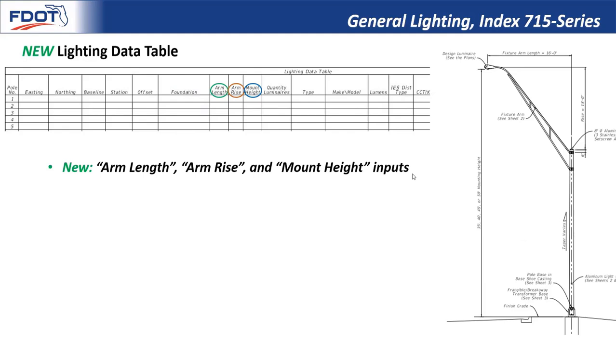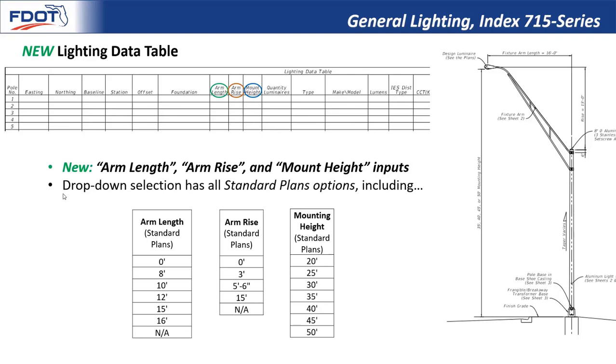And next we have three inputs that define all the dimensions for a light pole. And so these correspond to our standard plans labels. Those are arm length, arm rise, and mounting height, as shown up here in the table. And at right, as our example, we have our utility conflict pole, shown in the elevation view, but these dimensions also work with our standard aluminum lighting details in index 715.002. And so to repeat, we'll show you how these dimensions correspond to the standard plans drawings.